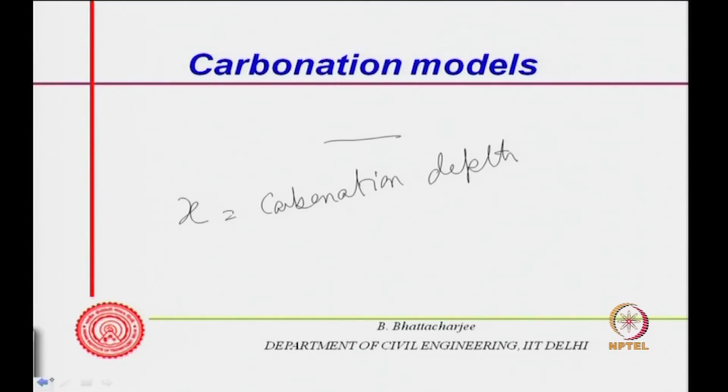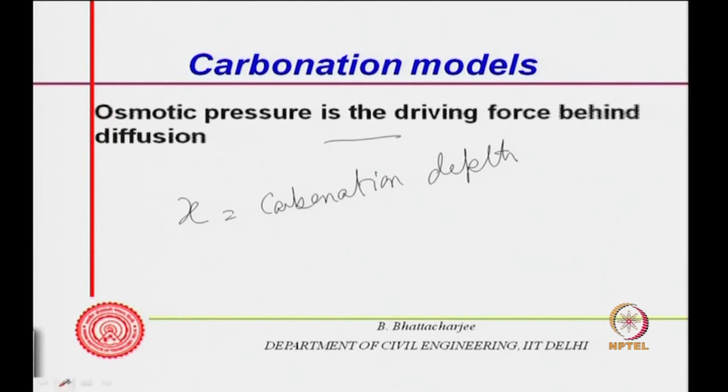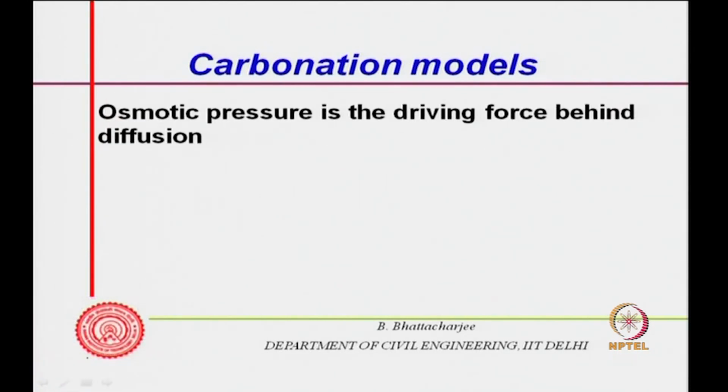See, there is a concentration of the carbon dioxide, concentration of the carbon dioxide is low in the concrete, outside it is more. To start with concentration. So, it is basically molecular diffusion. Molecules are in Brownian movement.